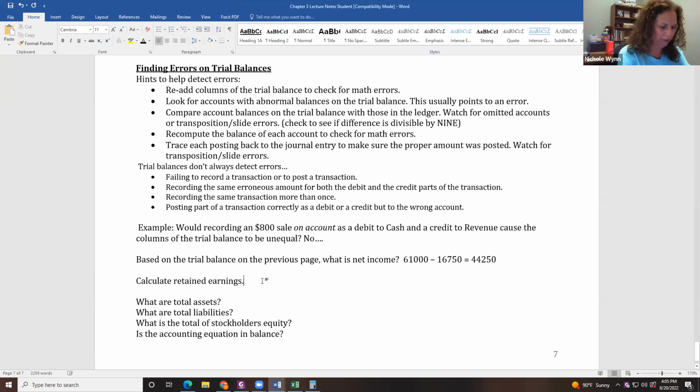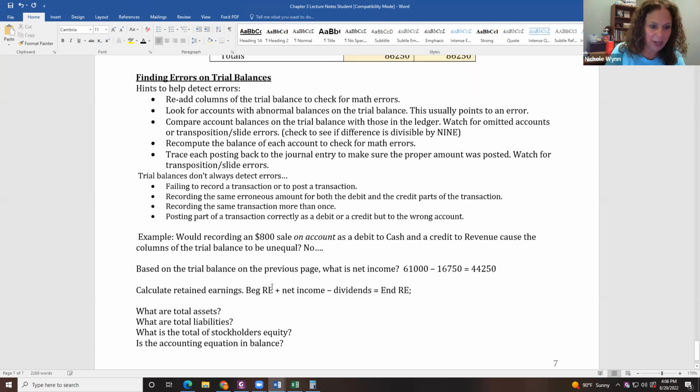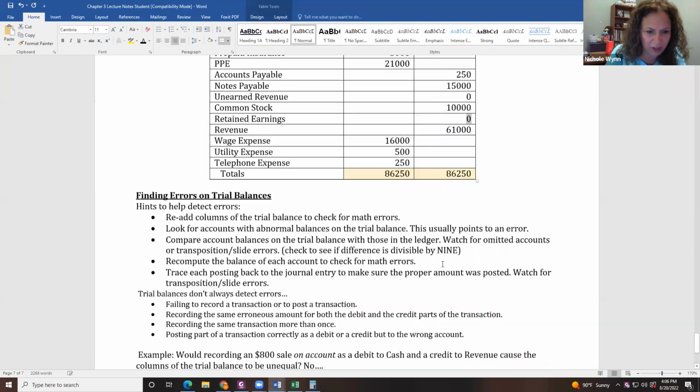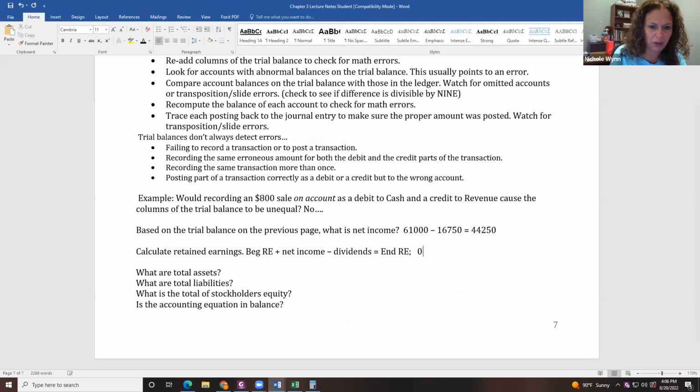Calculate retained earnings. Okay. Beginning retained earnings plus net income minus dividends equals ending retained earnings. So beginning retained earnings is 0. There is no retained earnings, right? It's 0. So I would say 0 plus 44,250 minus dividends of 0. So 44,250. Okay, because there were no dividends.